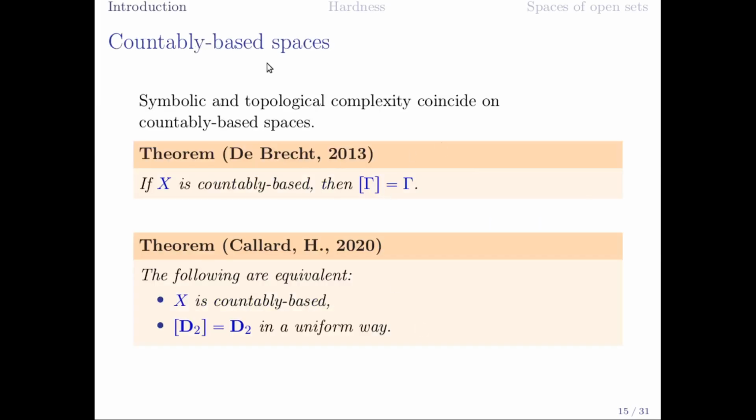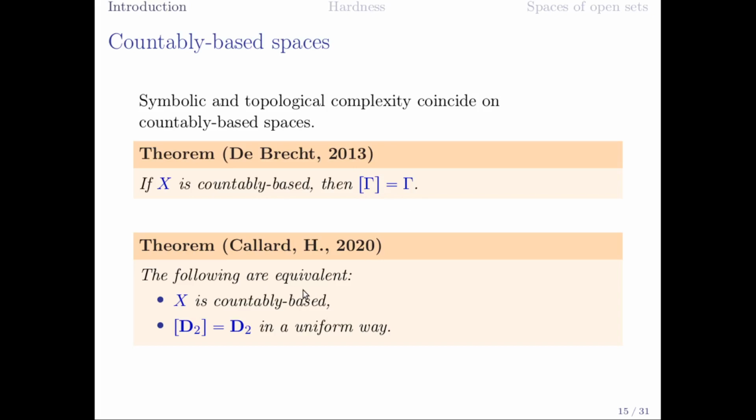Good, so now let's look at a large class of spaces for which we always have agreement between symbolic and topological complexity, and these are the countably-based spaces. It was proved by Mathieu that for countably-based spaces we have agreement at every complexity level, every Borel complexity level.